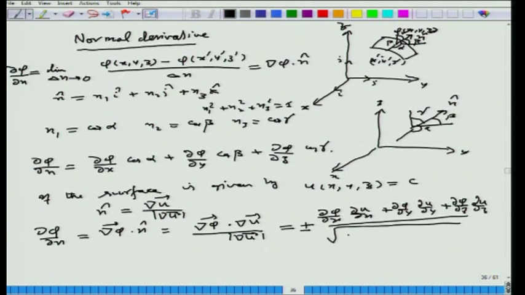square root of del u by del x square plus del u by del y square plus del u by del z square. So, plus sign or minus sign, we have to see which side we are going to take. The cosine of the angle should be positive there, so we have to choose either plus sign or minus sign accordingly. If del phi by del n is positive, then we choose plus sign, and if this is negative, then we choose minus sign.